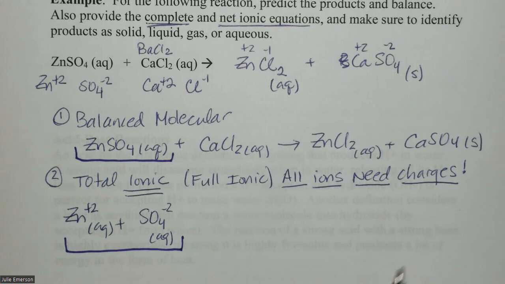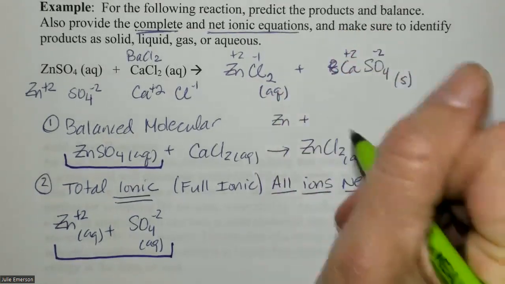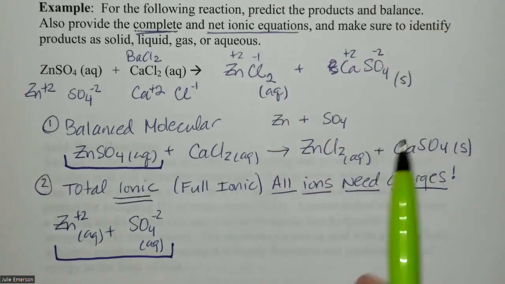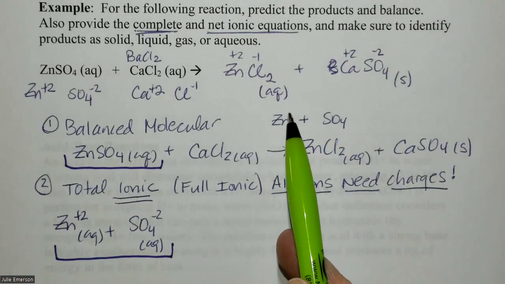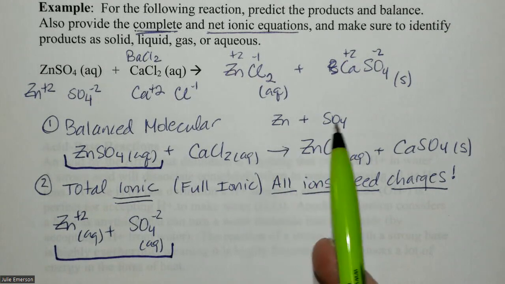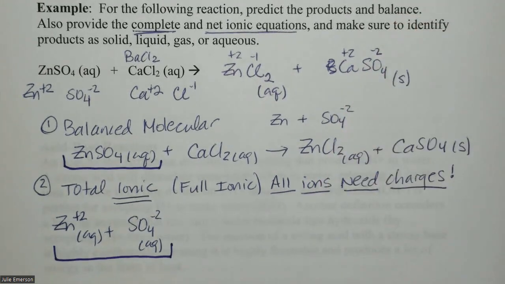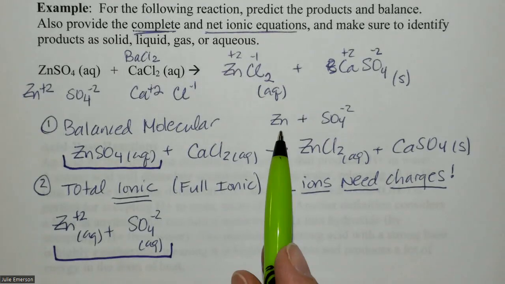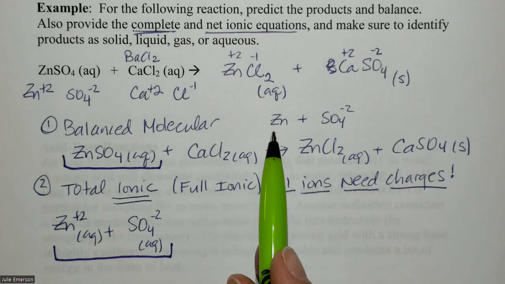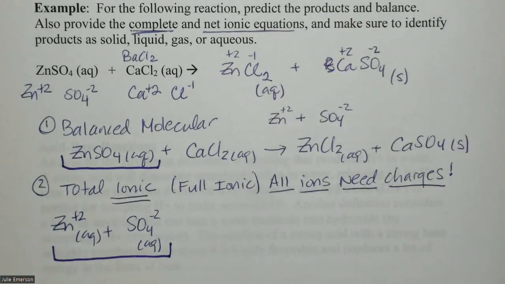If I just wrote this as zinc by itself and sulfate, right? Zinc with no charge by itself, that's zinc metal. And that's not what we have here. SO4 is a compound that doesn't exist. So SO4 -2, that exists. That's an ion. It's got 2 extra electrons, so it's happy. The zinc with no charge would be zinc metal, and that's not what we had. We had zinc ion dissolved in water.